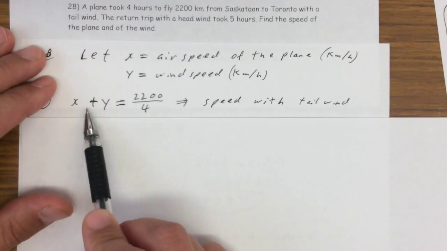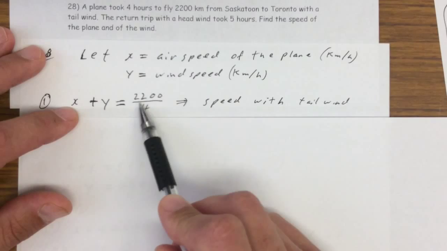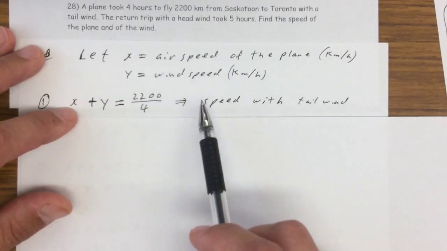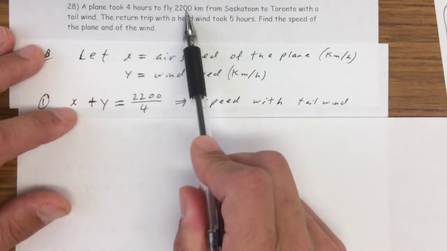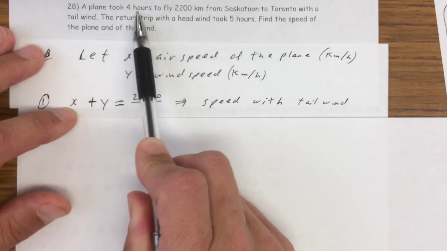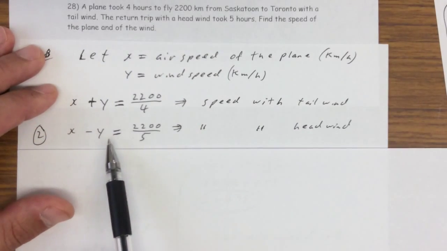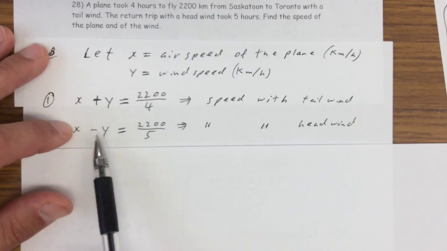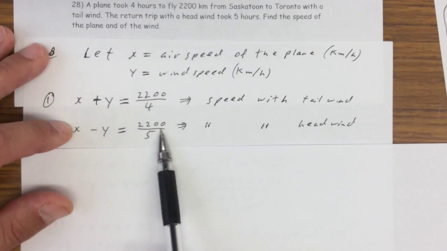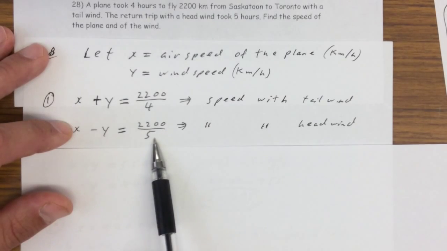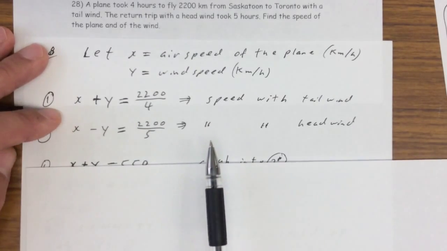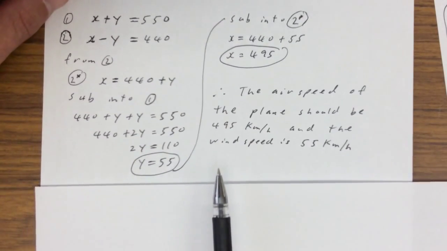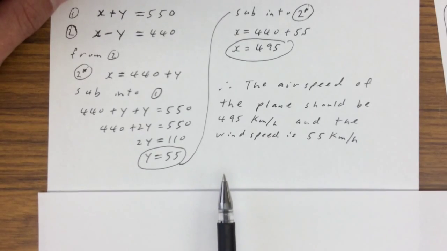Okay, so you can add the two speeds here, and then this is the speed of the airplane with the tailwind if you're observing from the ground. Okay, so 2,200 is the distance divided by 4 hours. Now, here's when the wind is against you. You're going to subtract the two. So the speed that you're flying minus the wind speed is going to be 2,200 kilometers divided by 5 hours, distance over time. Those are the two equations. And here I'm going to flash through the solution, and you can pause and look through that.